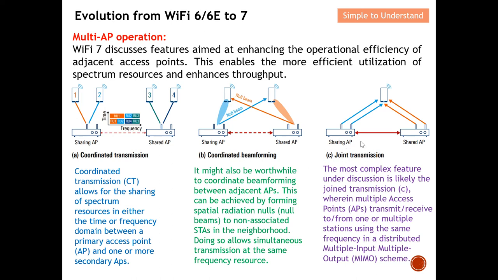Last but not least, on this joint transmission, you can see that both APs serve just one client. Imagine these two transmit all the data to the client. Then again, you can imagine how the Wi-Fi 7 throughput improves.